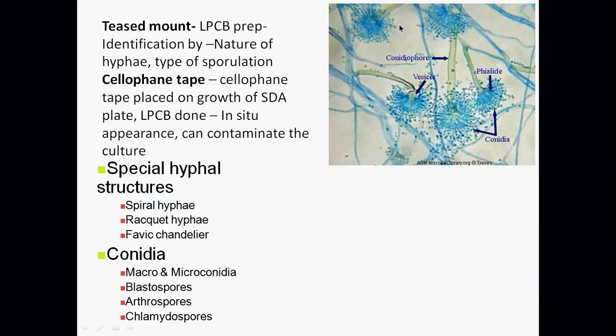So you can just see this is an LPCB mount of a colony which is seen in a teased mount under the microscope, and you can see the various structures like hyphae, then there is a vesicle, conidiophore, phialides and small conidia.